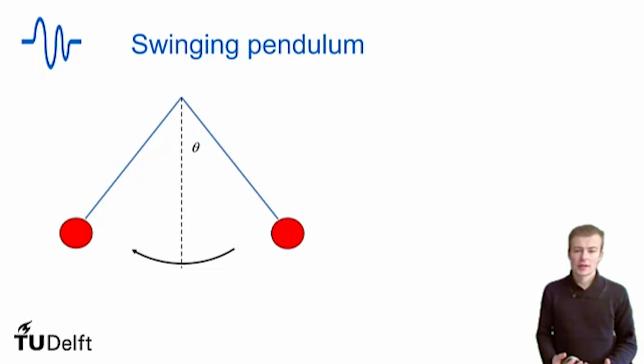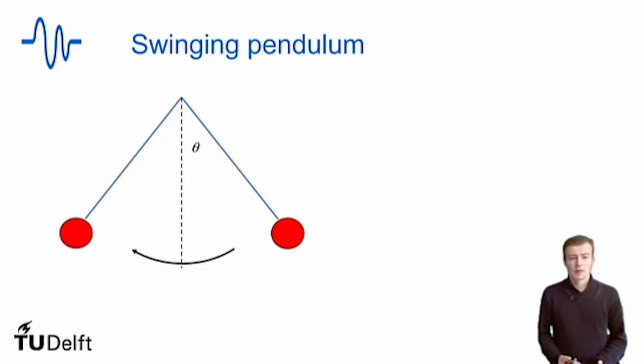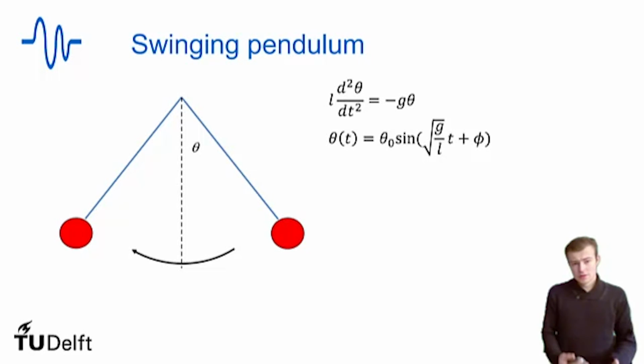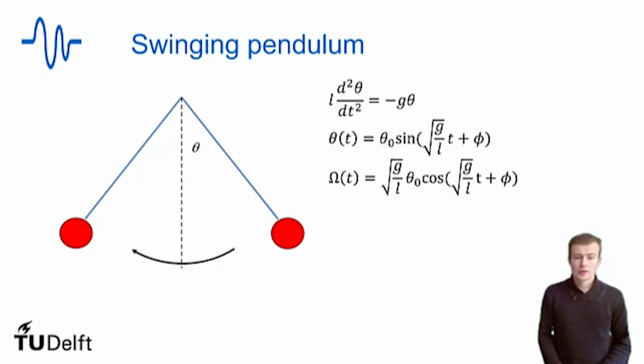So to recap what we have done today, we looked at the motion of a swinging pendulum, where the motion can be described by the differential equation L times the second derivative of theta is equal to minus g times theta. This gave us a solution which is a sinusoidal function with an angular frequency equal to the square root of g over L. With this we could determine the angular velocity, which was the square root of g over L times theta 0 times the cosine of the square root of g over L t plus phi. This gave us the opportunity to calculate our maximum height, which was equal to a half times L times theta 0 squared.